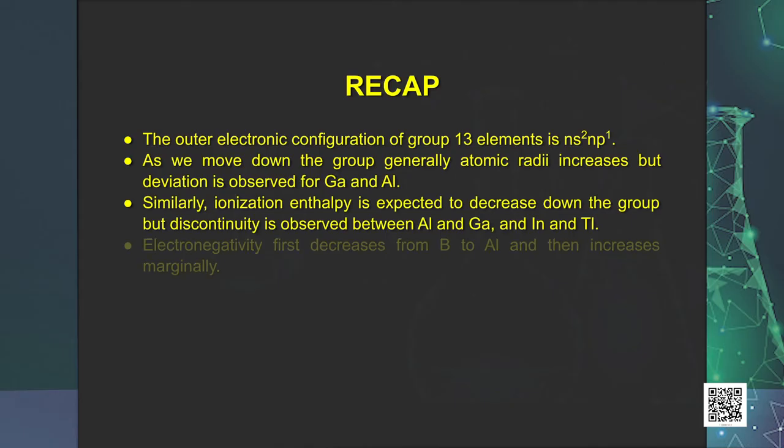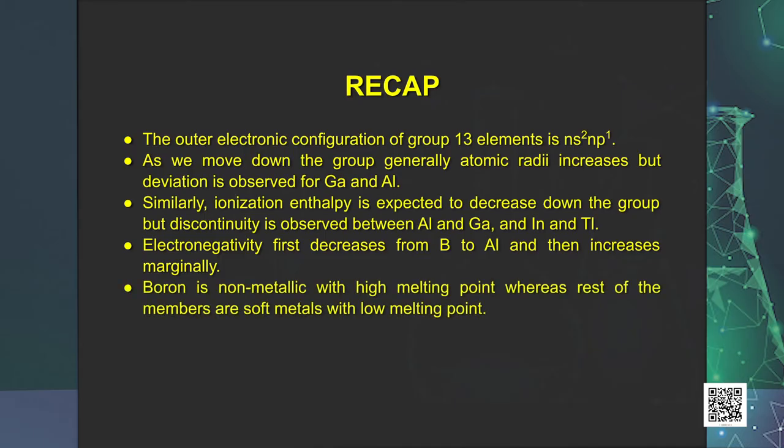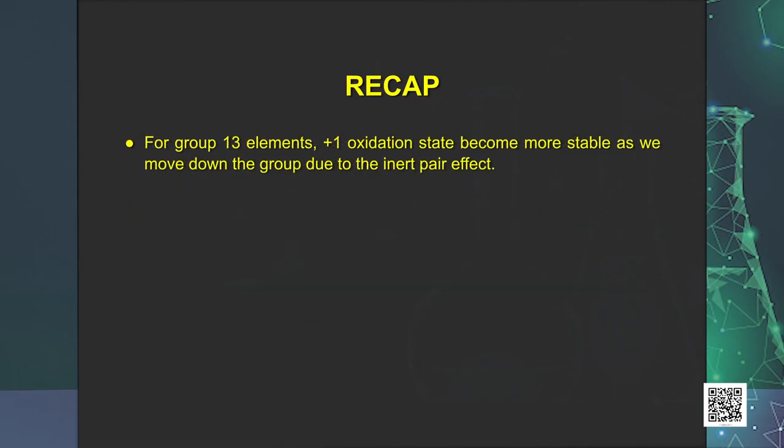The fourth point is, electronegativity first decreases from boron to aluminium and then increases marginally. The fifth point is boron is non-metallic with high melting point, whereas the rest of the members are soft metals with low melting point. Sixth point is for group 13 elements, +1 oxidation state becomes more stable as we move down the group due to the inert pair effect.